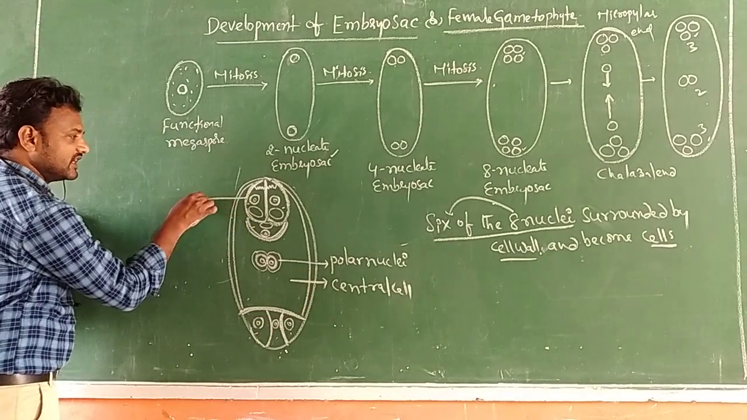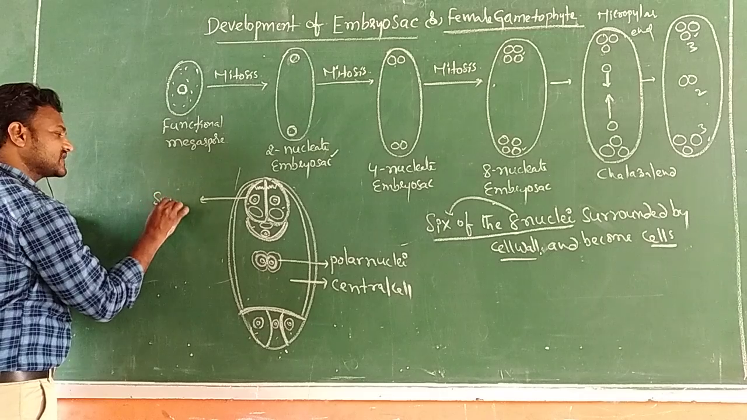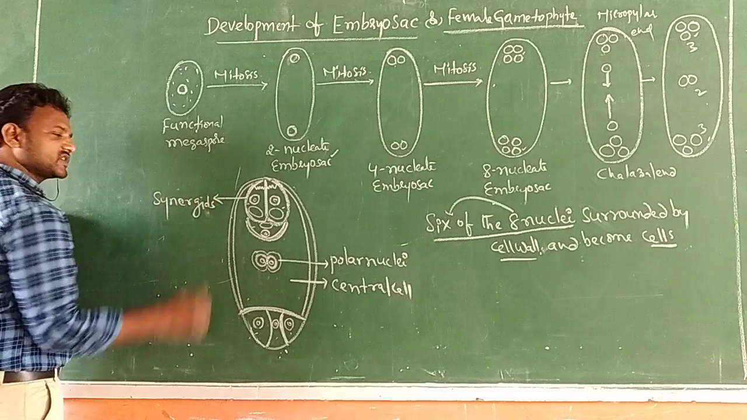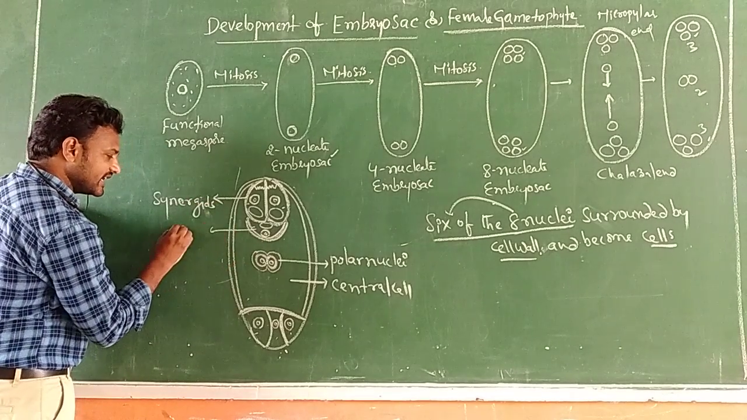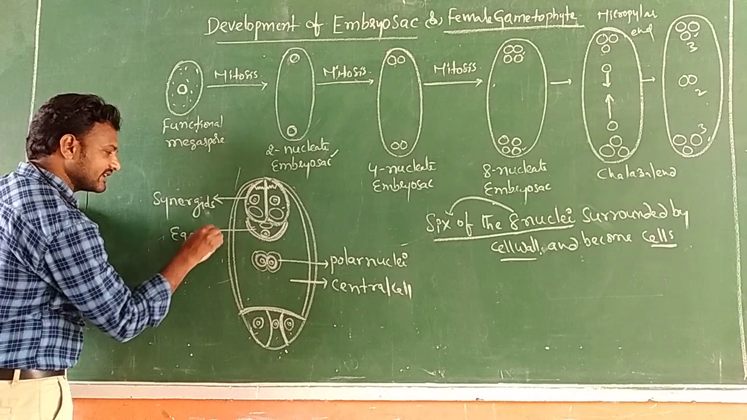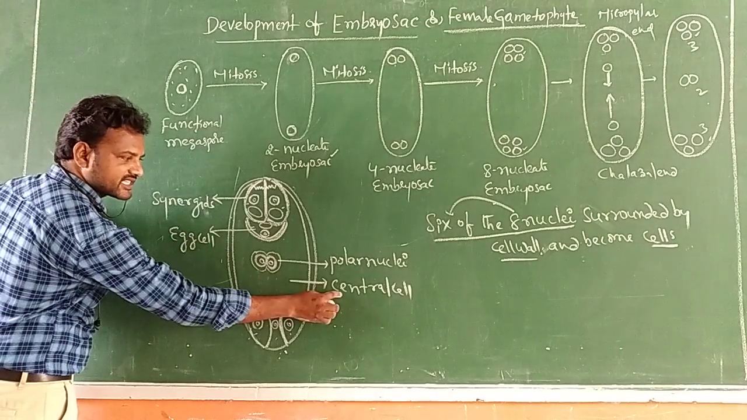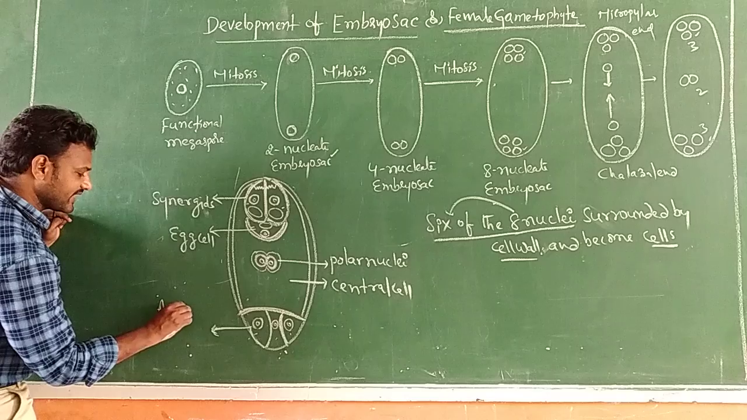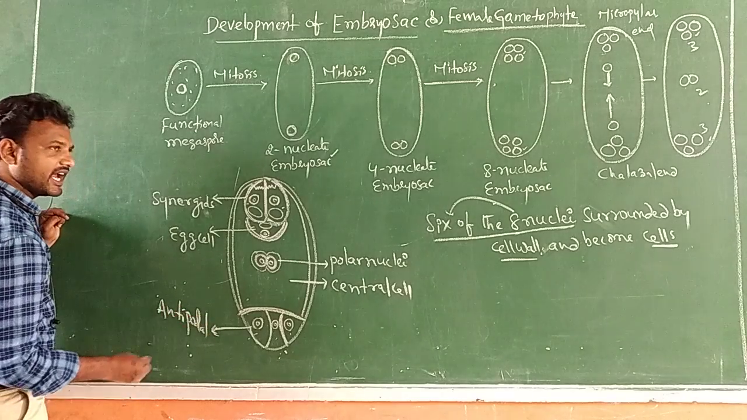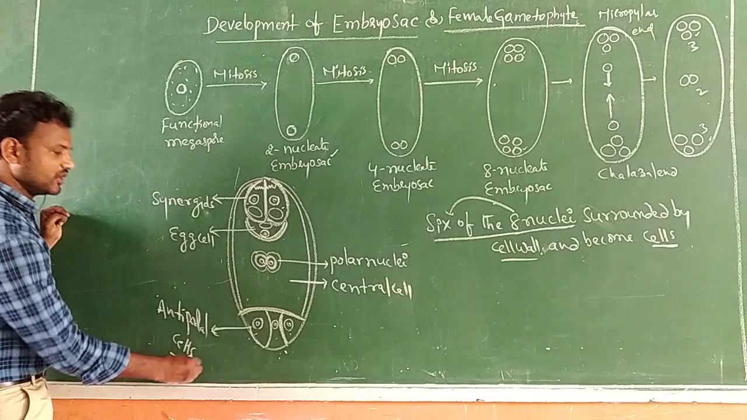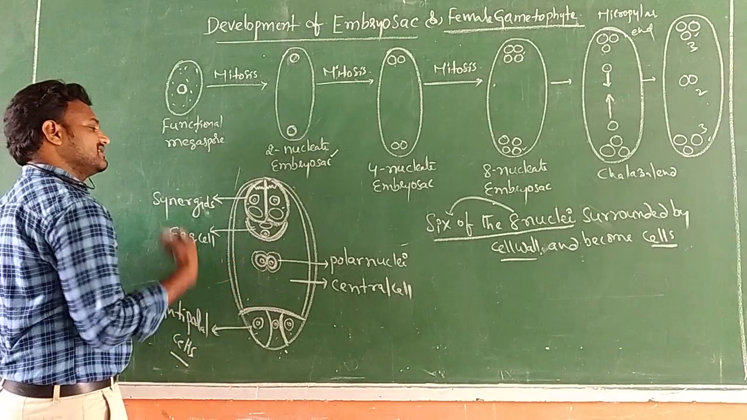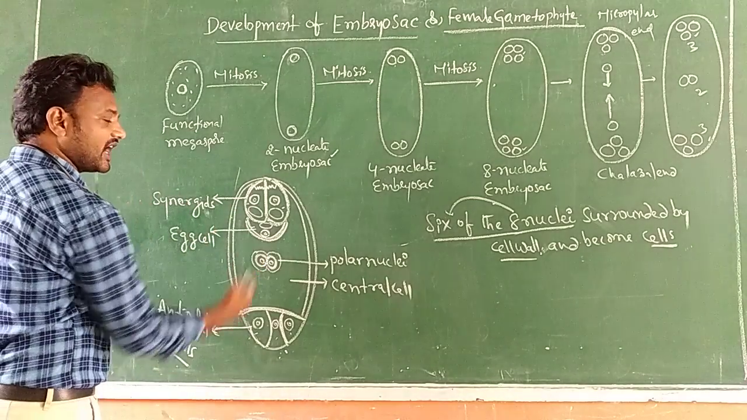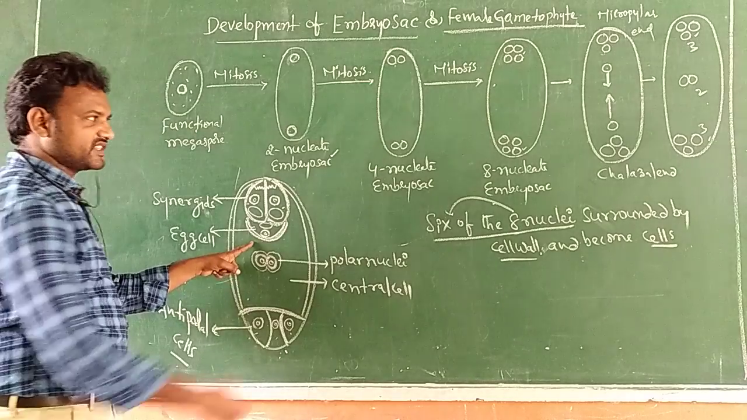Observe this one and this one. These are regarded as synergids. Synergids means helping cells. This is the egg cell. This is the central cell. These are the polar nuclei. These are the antipodal cells. So this is the female gametophyte or embryo sac.